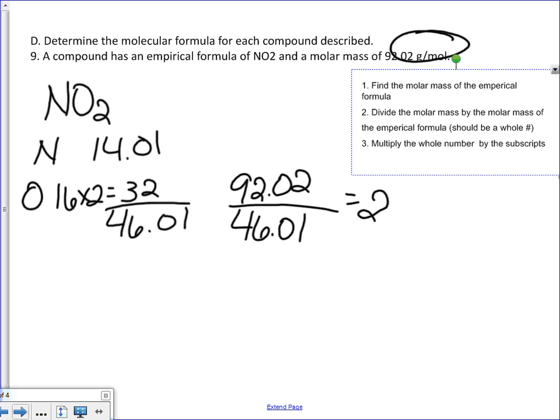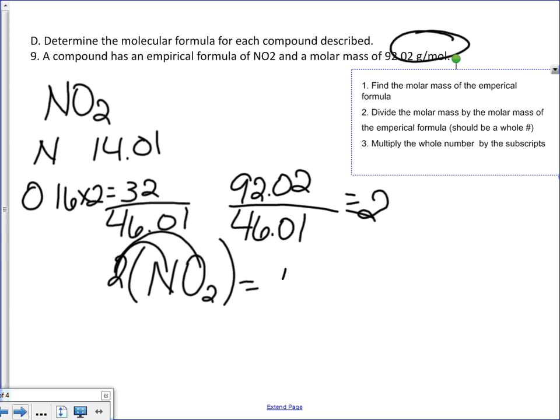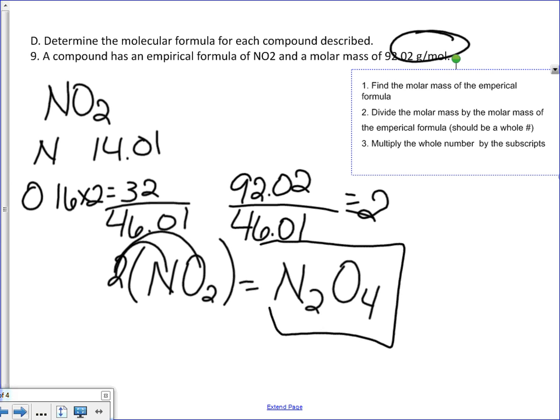So step 3, multiply the whole number by the subscripts. So our subscripts are in NO2, and we need to multiply those by this whole number. So we'll write it like this, just so. This 2 is going to go to nitrogen, and it's going to go to the oxygen. So now I have 2 nitrogen, and I have 4 oxygen. So this now is my molecular formula. That's my final answer.